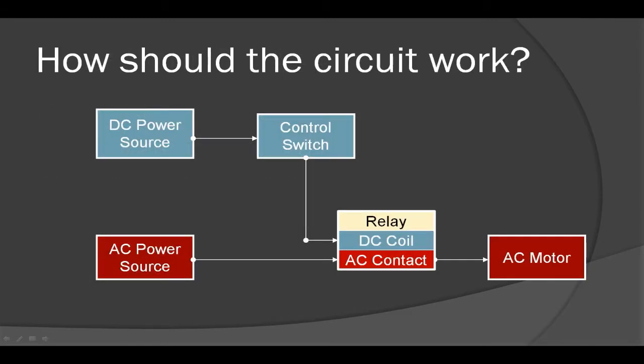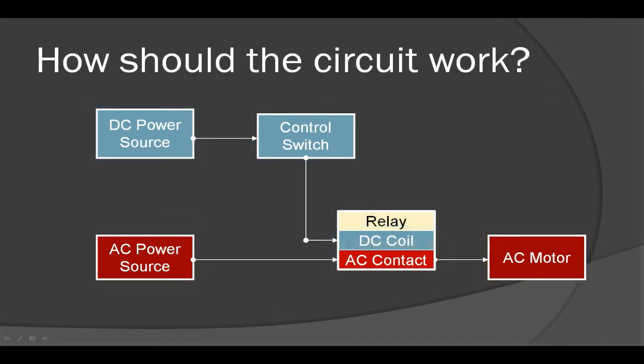Consider the following circuit block diagram. In this circuit, we have an independent DC and AC power source. When the control switch is closed, the DC power goes through the control switch to energize the DC coil of the relay. When this happens, the operator should hear an audible click as the AC contact closes. Once the AC contact closes, the AC power will be permitted to flow to the AC motor. At this point, the operator should see the motor spin and hear the hum of its operation.